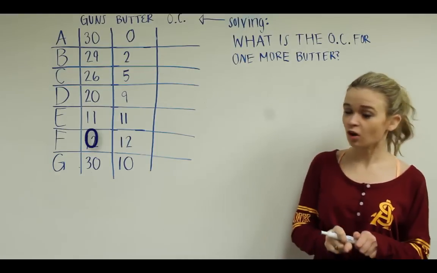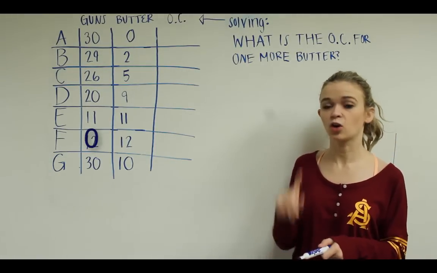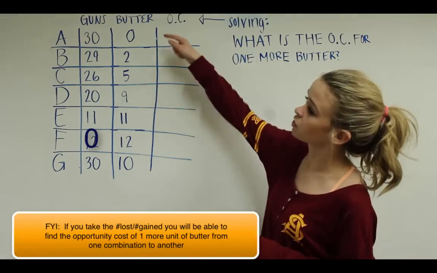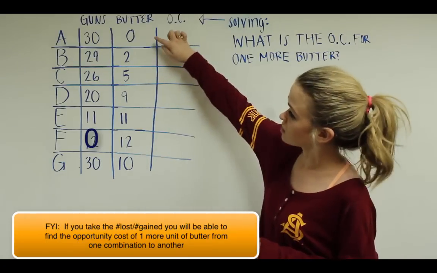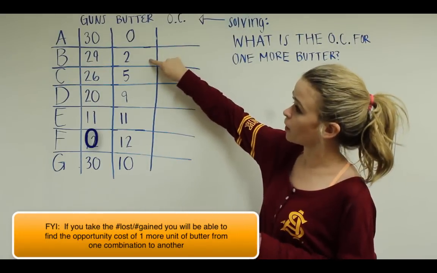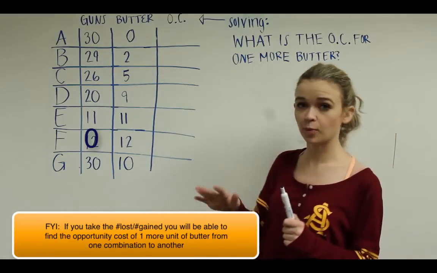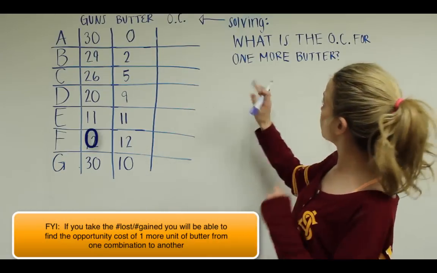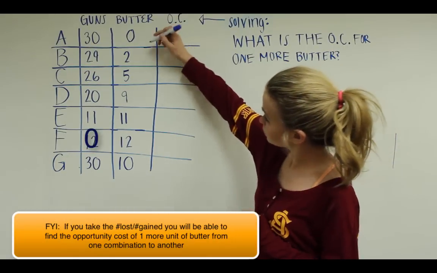So what this is also saying is how many guns do we lose when we try to gain one more butter? Now what you'll notice in this chart is as we move from point A to B or anywhere down, we're not necessarily just gaining one butter. So what we need to do is adjust the numbers so we can find out how many guns we lose for just one butter. So what is the opportunity cost for one more butter here?